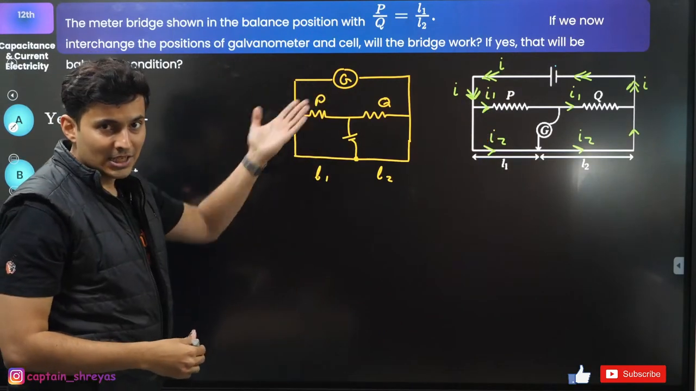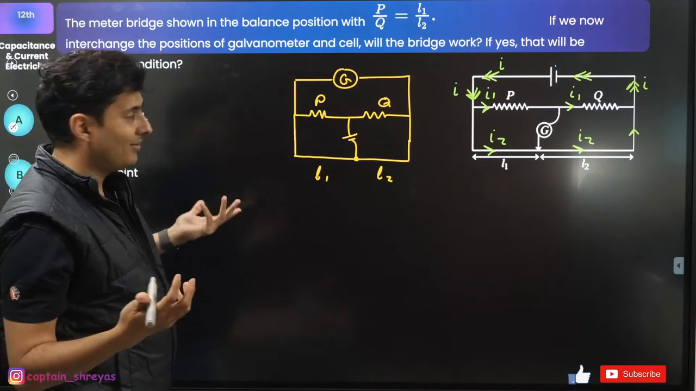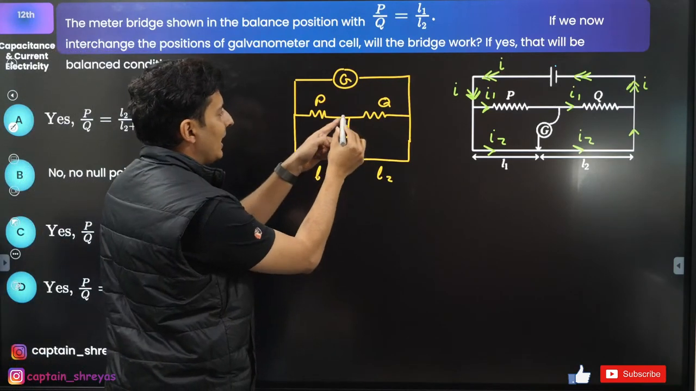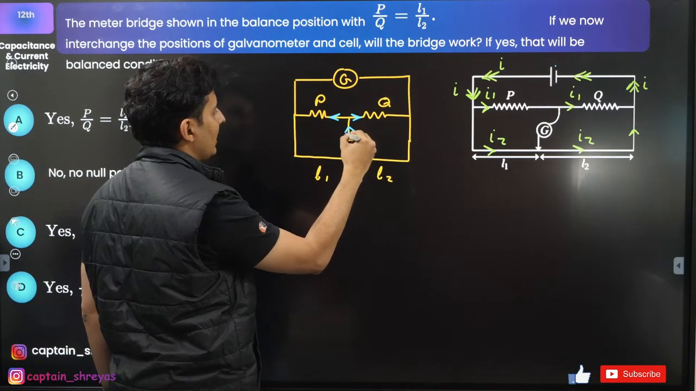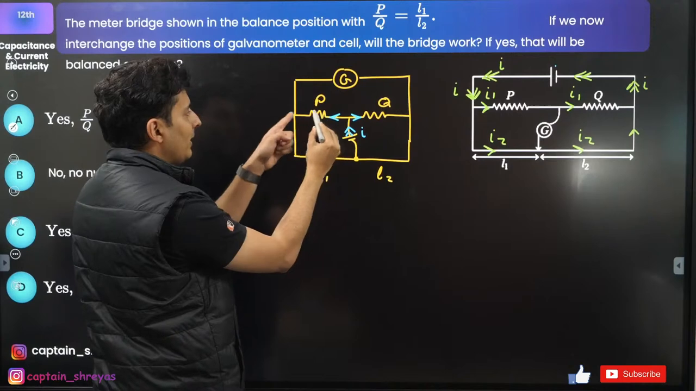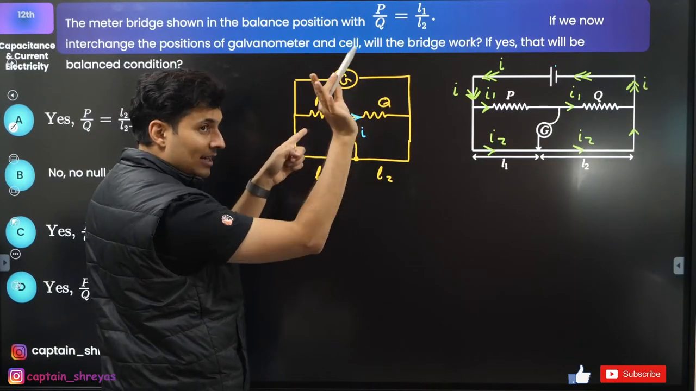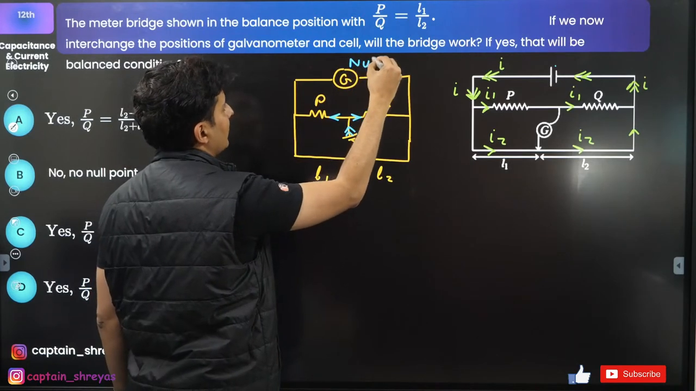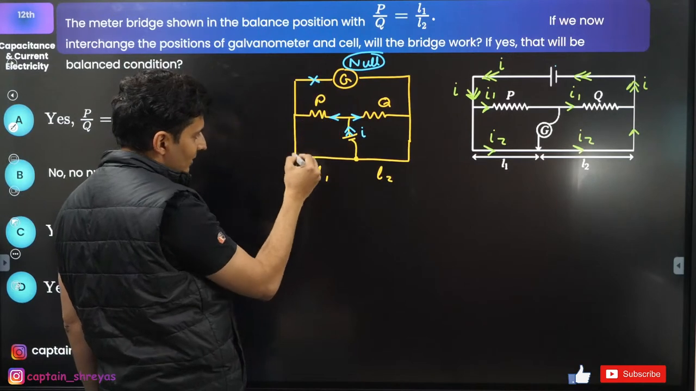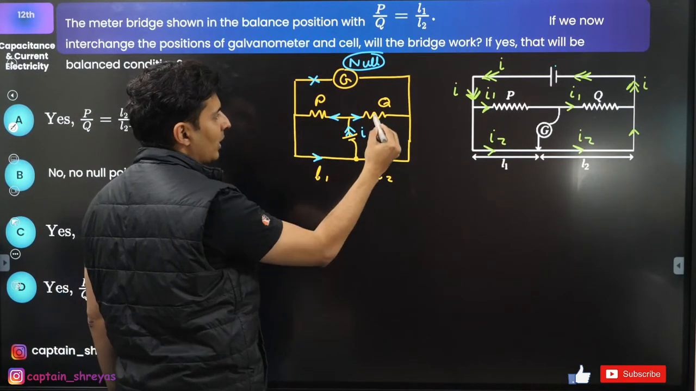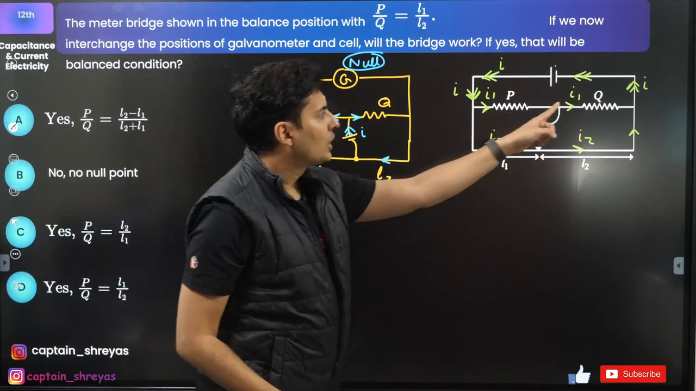Now I have interchanged the positions. Let's see what is happening in this situation. Let's see if it is same or different. This is a battery. The battery supplies some current. Some current goes here, some current goes here. The battery is supplying, let's say, current I. Whatever flows through P, assuming the galvanometer is not getting deflected. So this is null deflection. Null deflection means no current at all. So whatever current goes here will go through this point. And whatever goes through Q will go through L2 also.